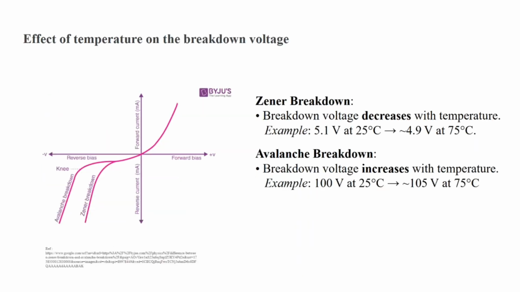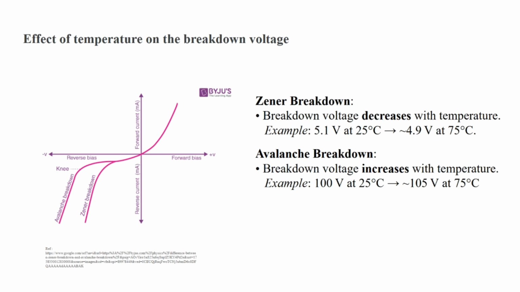So, the effect of temperature on the breakdown voltage. In Zener breakdown, the breakdown voltage decreases with increasing temperature. This is because tunneling becomes easier at higher temperature due to the increased energy levels of carriers. An example of this is a Zener diode rated at 5.1 volts at 25 Celsius that may break down around 4.9 volts at 75 Celsius.